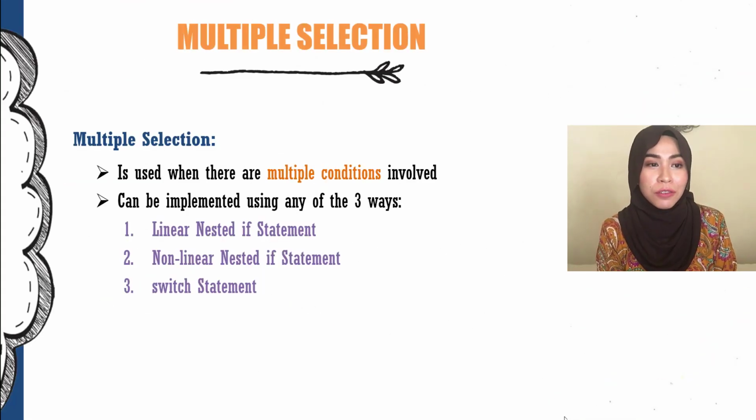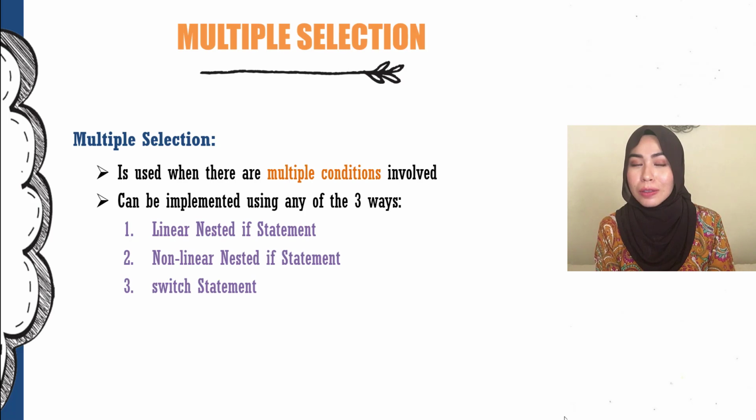So the next type of selection structure that I'm going to be teaching you is called a multiple selection. Previously it was just an if else. This time, inside a program you can actually place more than one if statement. Multiple selection is used when there are multiple conditions involved, that there are multiple questions that you want to ask inside your program. So this is when you use multiple selection.